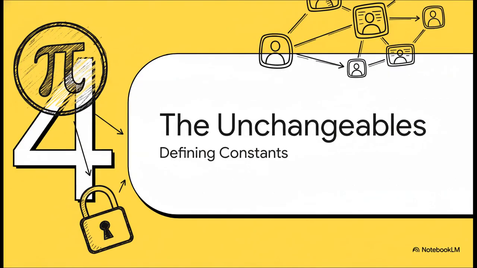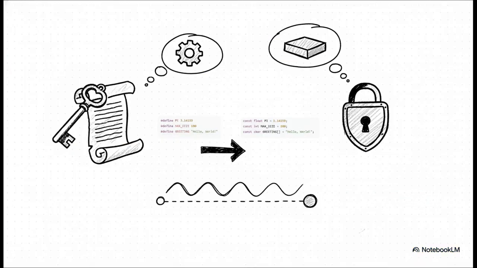But hang on, what if you have a value that should never change? You know, like the value of pi, or maybe the maximum number of players in a game. For those, we need something special. We need constants. And in C, you've got two main ways to create these unchangeable values. There's the old school way, using #define, and then there's the more modern approach with the const keyword. They both get you a constant, but how they work under the hood is totally different.